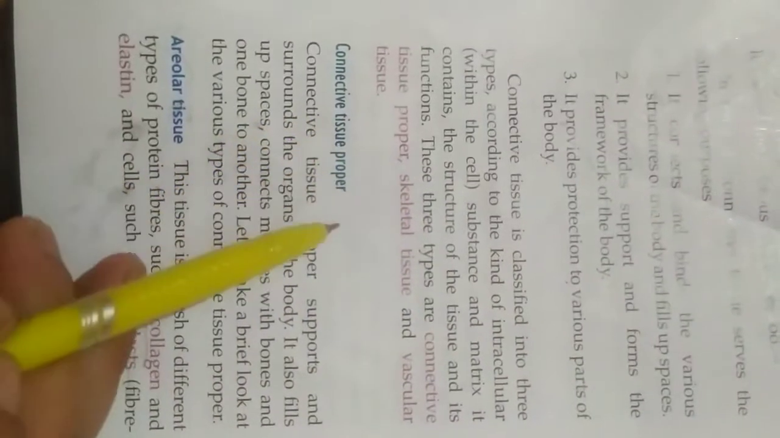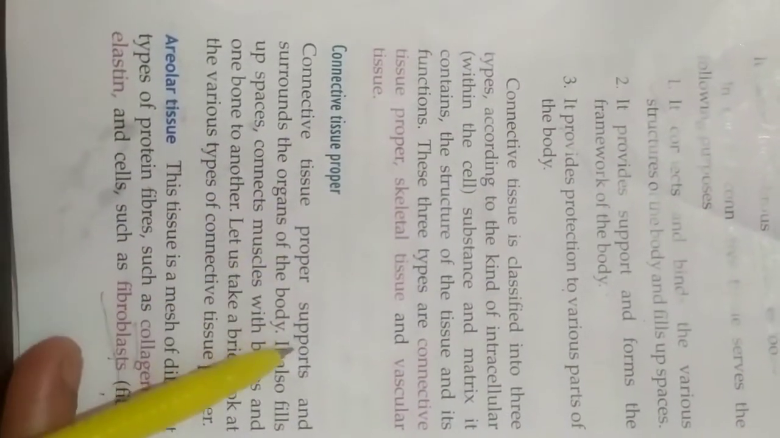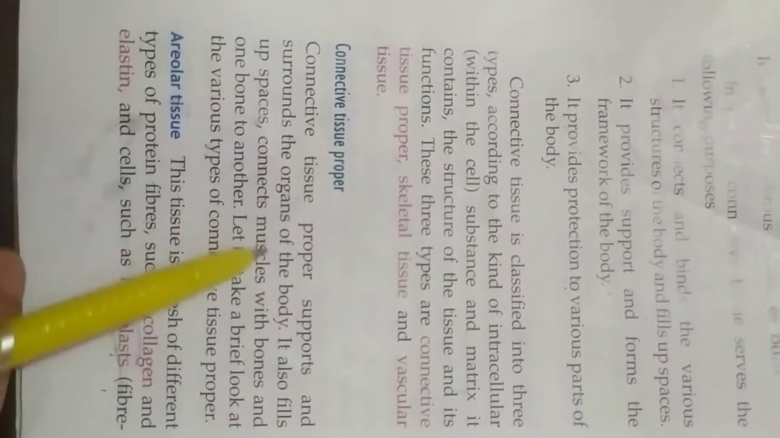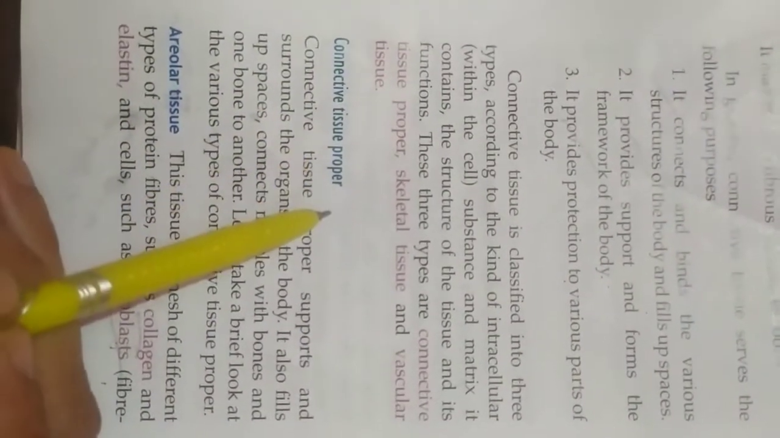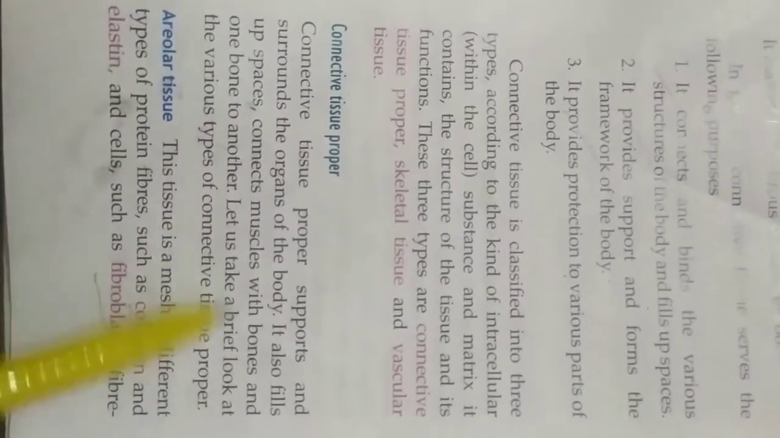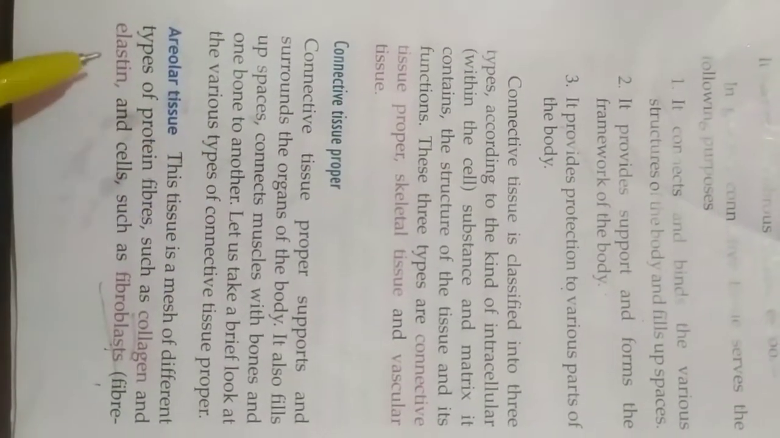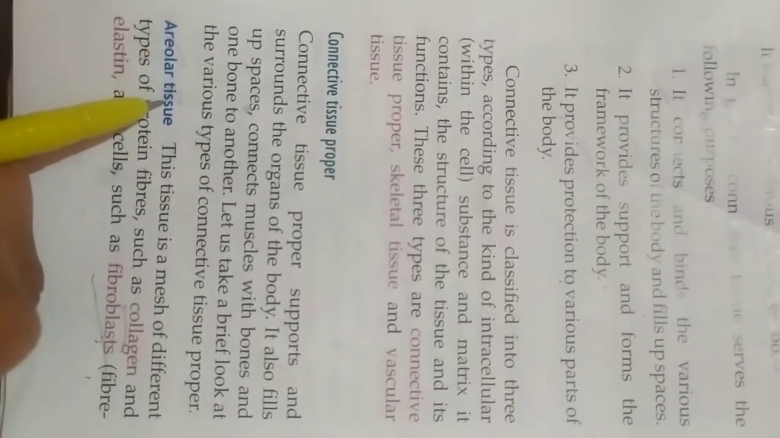So students, connective tissue helps in proper support of the body and surrounds the organs of the body. It also fills the vacant spaces between the organs and connects muscles with bones and bones with bones. So we will start from the areolar tissue.